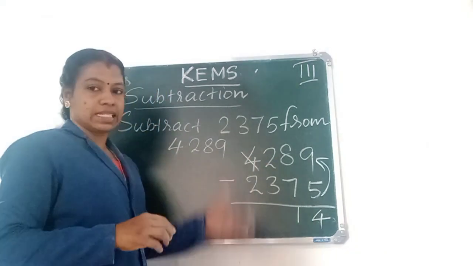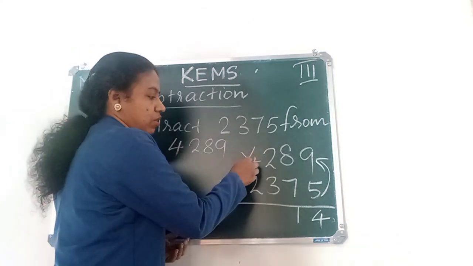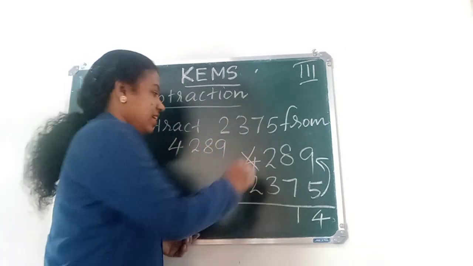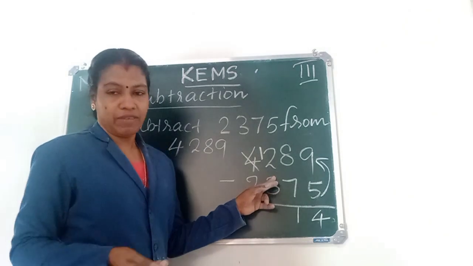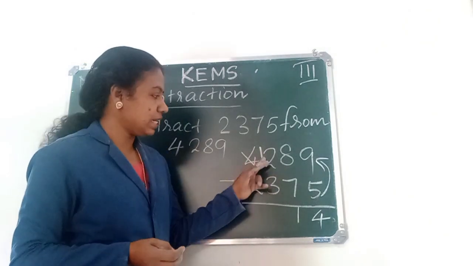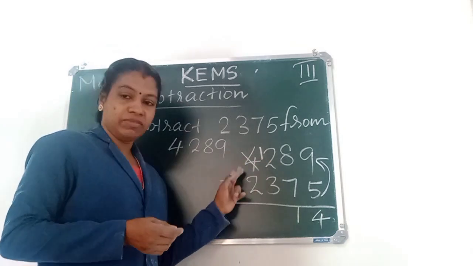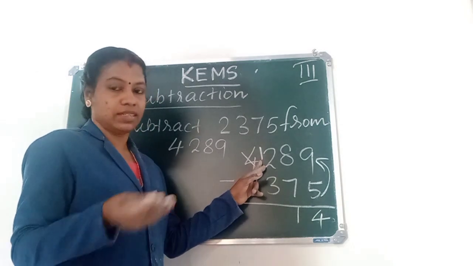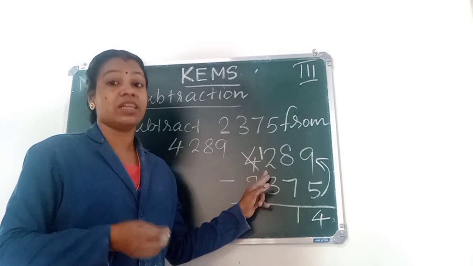So cancel that 4 and take 1 from that 4, and write that number near to our number, that is 2. Near to that number, we put that 1. We borrow 1 from 4 and we note that number before 2. So the number becomes 12.